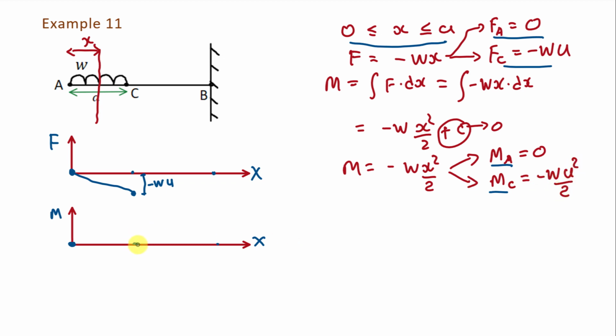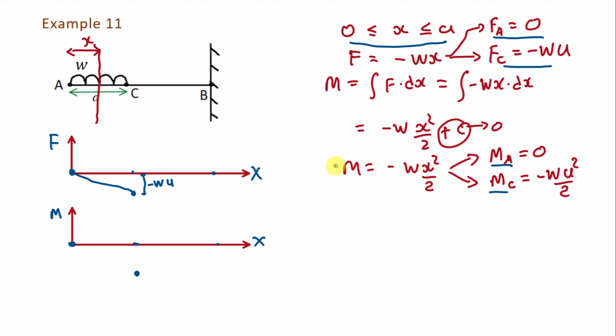So at this point, bending moment will be somewhere here. Now we have these 2 points, and we have to join these 2 points by a parabola. And to draw a parabola, we need the direction of curvature. Either it will be in downward direction or it will be in upward direction.